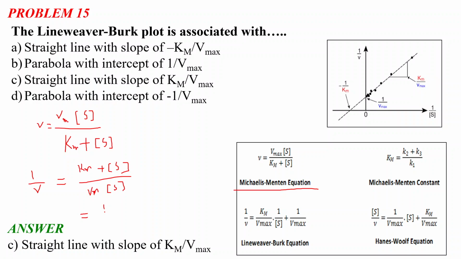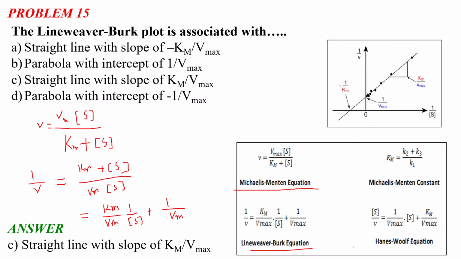Now if you just split this particular thing, what will we have? We will have 1 by V equal to Km by Vmax, or Vm, into 1 by S, right? And then we have plus 1 by Vmax. So this is your Lineweaver-Burk equation. Nothing else you have to do, you just take the reciprocal of the Michaelis-Menten equation, and then you will derive the Lineweaver-Burk equation.